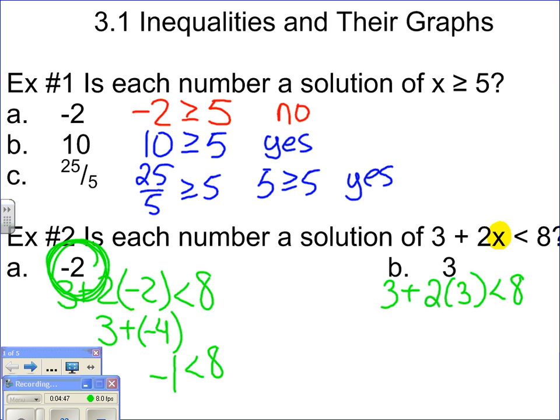Now, if we check the other side, what about 3? You said no. So 3 times 2 makes 6. So 3 plus 6 is going to be 9. And 9's not less than 8? That's right. So that's why 3 is not a solution to this problem. Questions? All right, please correct yours. If you got it wrong, write this down. We're going to move on to the next slide.